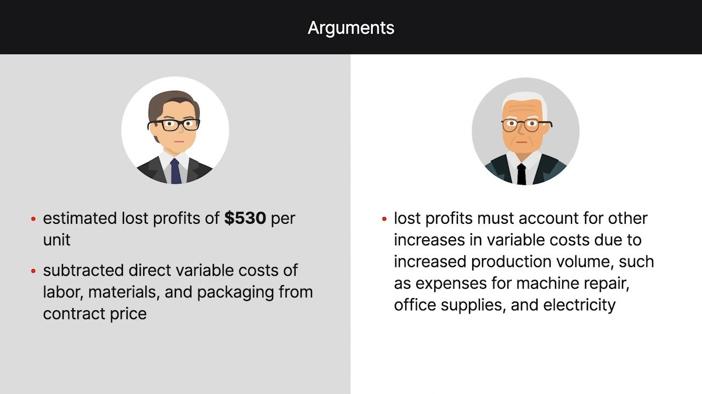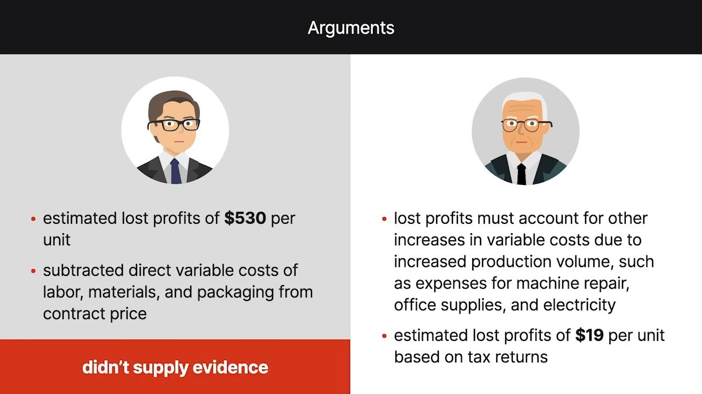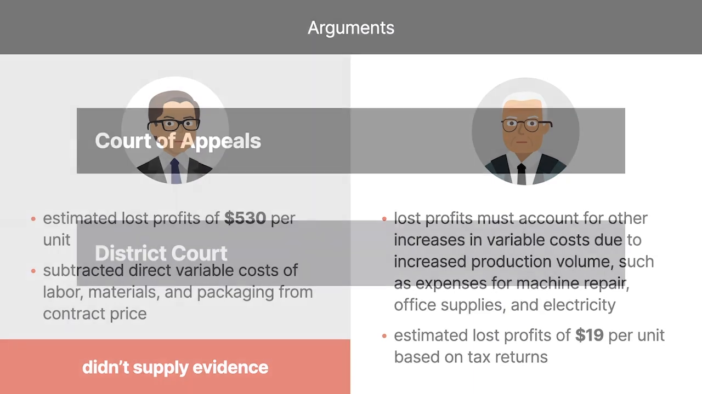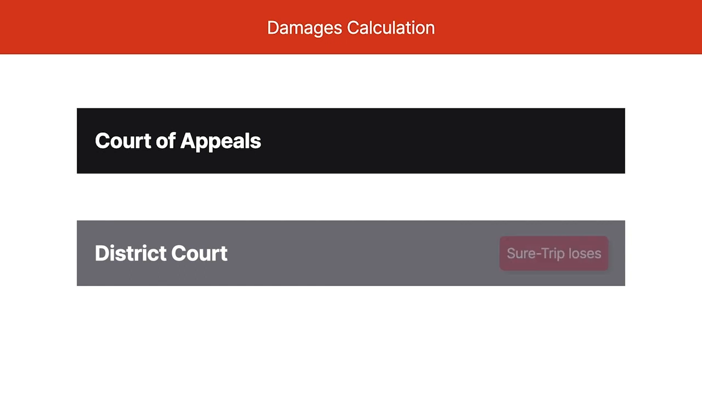Based on the income and deductions reported in Short Trip's tax return, Westinghouse estimated lost profits at just $19 per kit. Short Trip didn't supply evidence of how the increased production volume would have influenced its variable costs. It simply argued that there wouldn't be a change beyond the direct costs it already accounted for. Without such evidence, the trial court used the estimation from the tax return. Short Trip appealed to the Second Circuit.